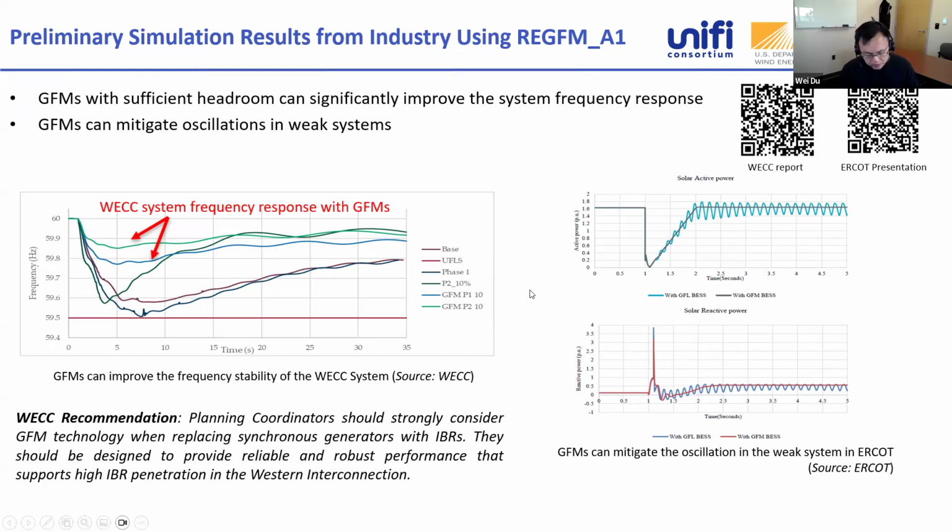No, we didn't say that we solved all the problems. There are still a lot of things we need to further understand, especially grid forming inverter behavior under constraints. But I think we already see the clear benefits that grid forming inverters can bring to the system.